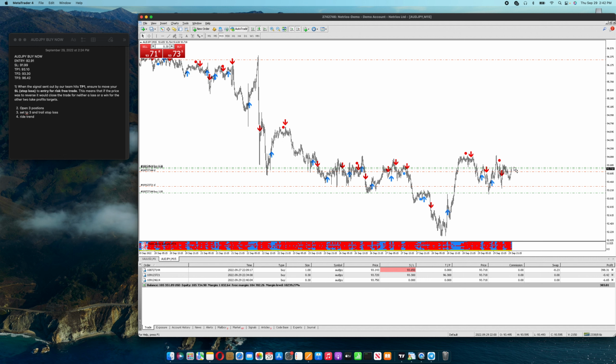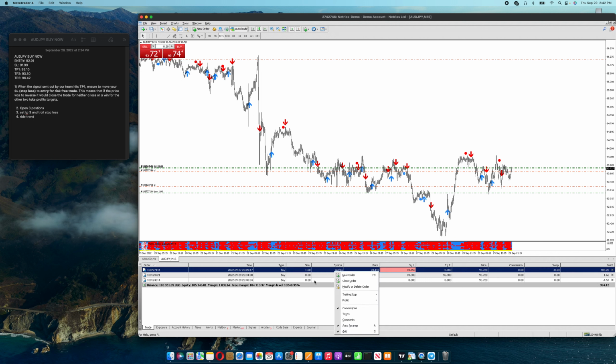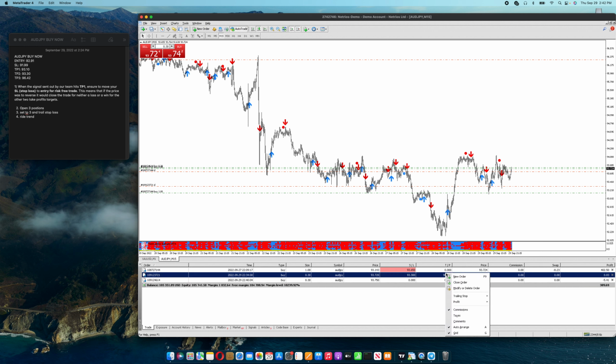Ride the trend. Stop loss and take profit. As you can see, this one's kind of getting there. For other people that are looking to be more advanced, another thing you can do is a trailing stop. So you right click, go trailing stop, and as you can see, you can choose how many points it will trail. So I'll show you this in real time.